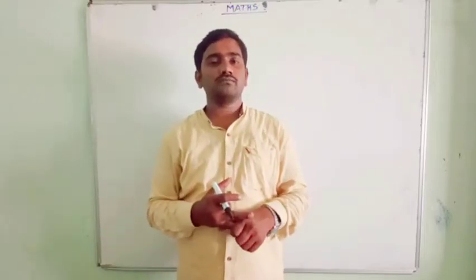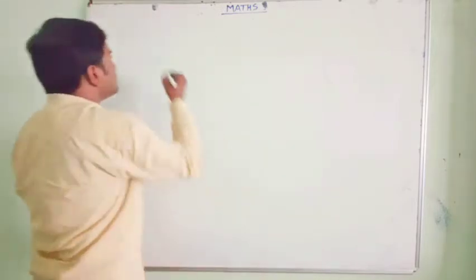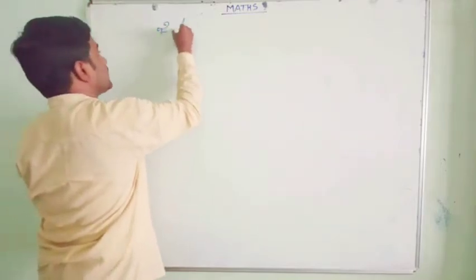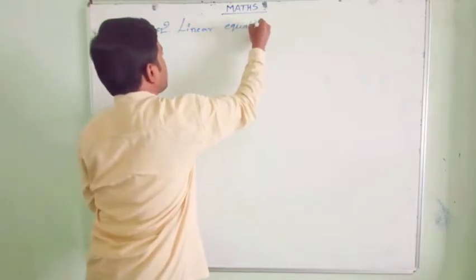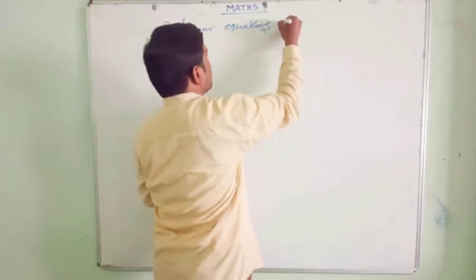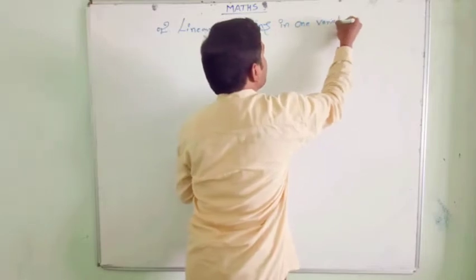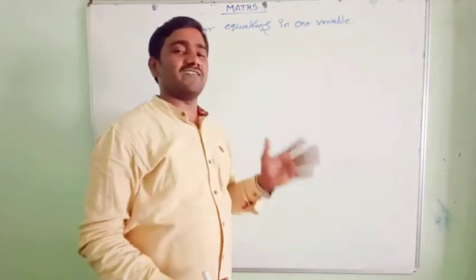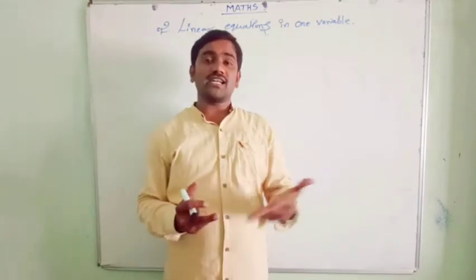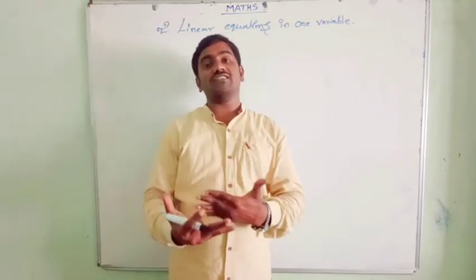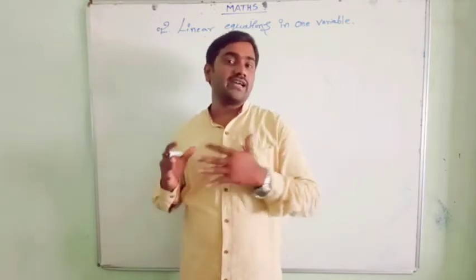Today we are going to learn 8th class second chapter, namely known as linear equations in one variable. Linear equation in one variable. The same chapter we will get in 9th class like a linear equation in two variables. In 10th class you have the same chapter like a pair of linear equations in two variables. So to do well in 9th and 10th, we have to learn here very clearly.